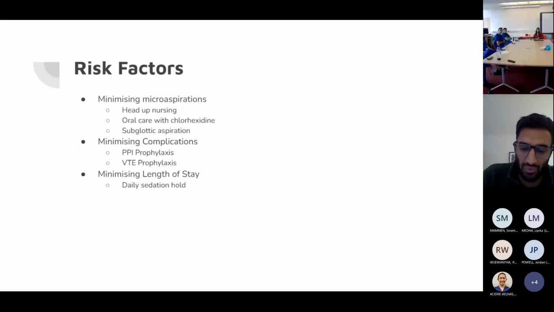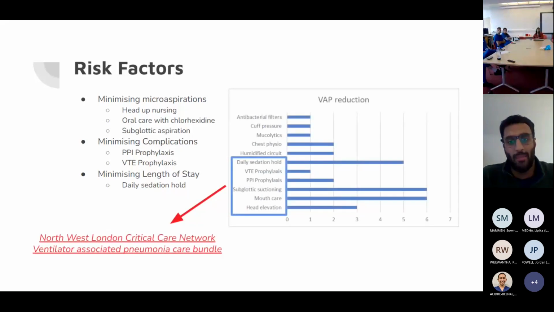When I asked you guys what risk factors you thought were there, you guys came up with some really good ones. So on top of that, making sure our cuff pressure is adequate, making sure our patients are getting good physio, and that all of our equipment is nice and clean and sterile. So making sure that we've got antibacterial filters in our circuits, and potentially using humidified circuits as well.